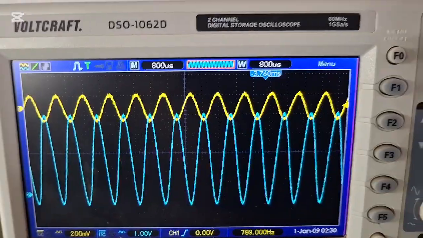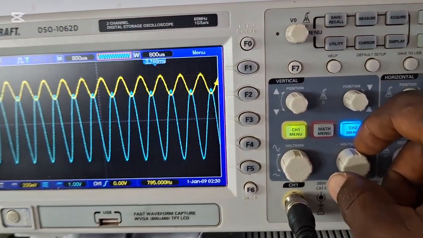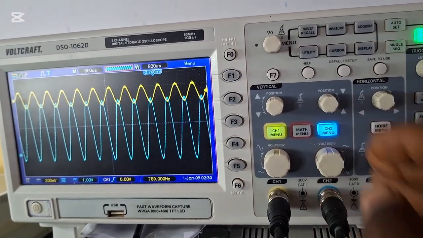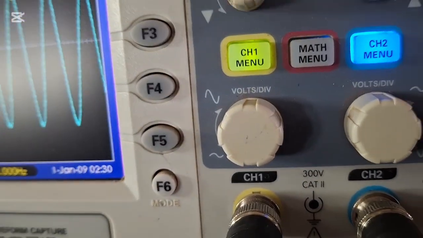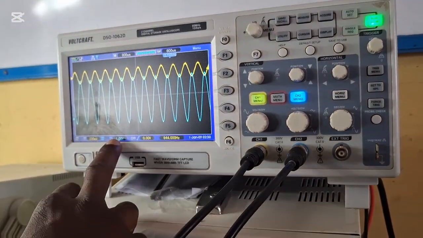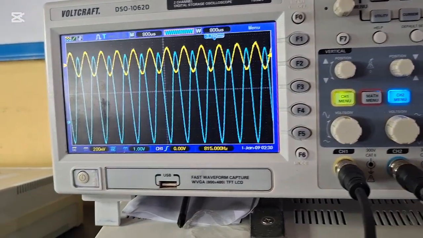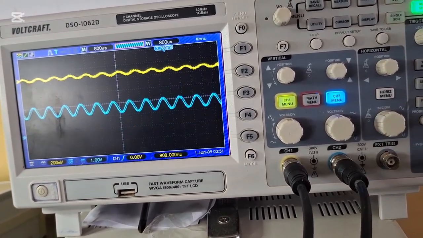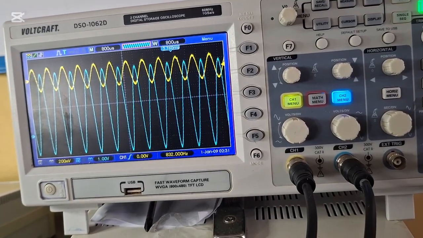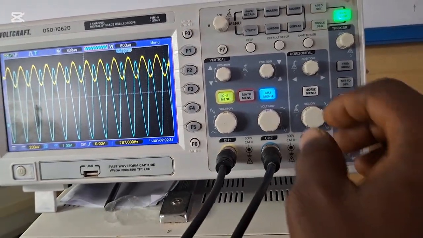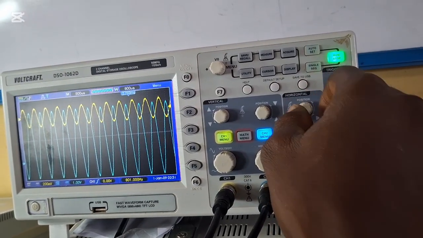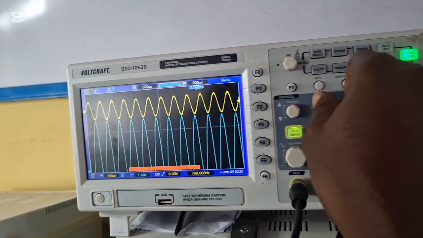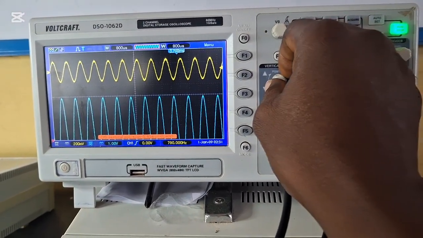And then let us also maintain the settings on channel 2. So we still maintain 1 volt per division for channel 2, and let's increase the signal again and see. Yeah, so there you go. For this, you have an input signal. Let's take a look at the input signal. Let's try to bring this one down and see the voltage.